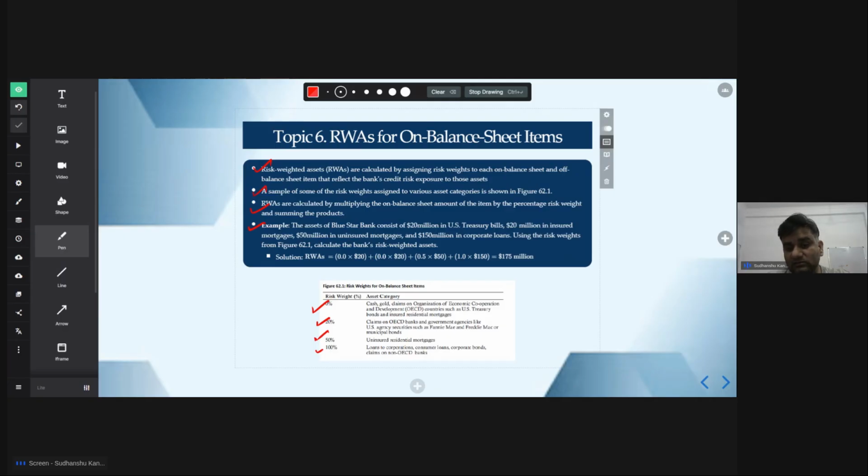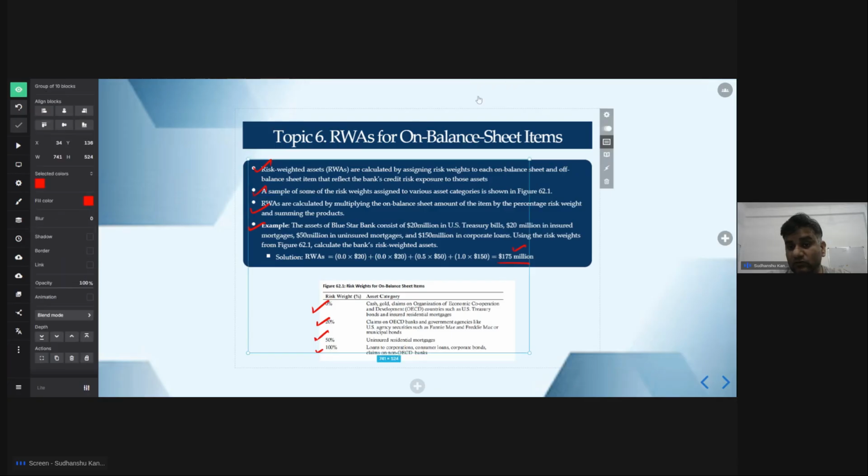So the calculation is 0.0 times 20, 0.0 times 20, 0.5 times 50, and 1 times 150, and the value comes to 175. The key takeaway here is that even though total assets are $240 million, risk-adjusted assets are $175 million, which is what capital requirements are applied to, right? This is the primary understanding here. Please keep in mind, total assets were $240 million, and risk-adjusted assets were $175 million, which is what capital requirements are applied to.